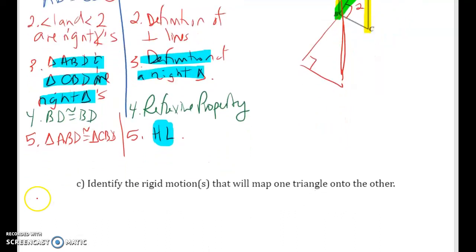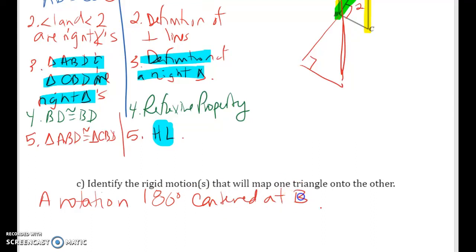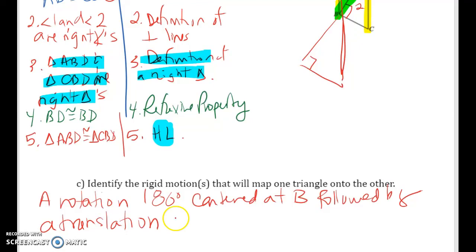So how would we say this? I can say a rotation. You could center your rotation at another point. I just happen to pick B. 180 degrees, centered at B, followed by a translation. Or I can say a translation that will map point B to point D. Or I can give it a vector from B to D.